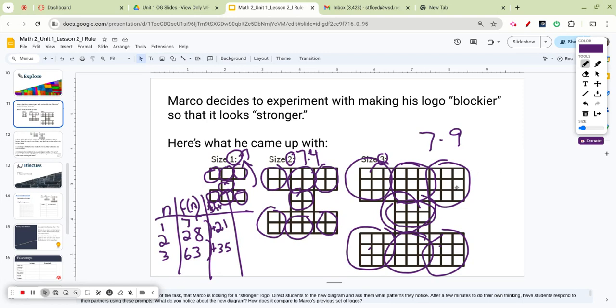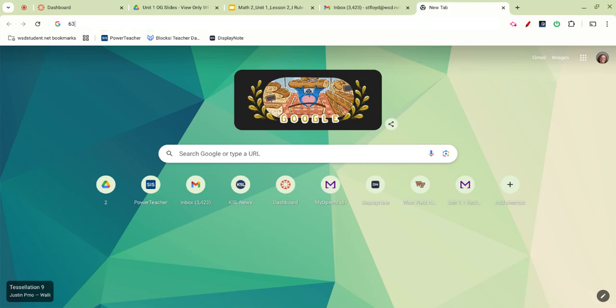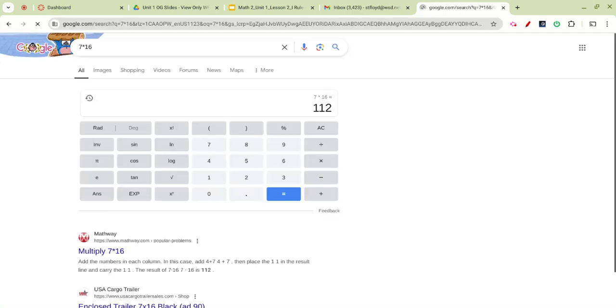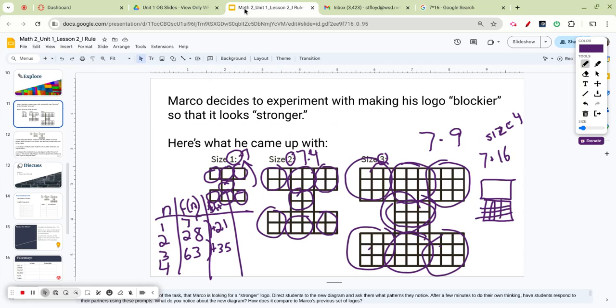If we draw the next block, it would be 4 by 4, like 16. 1, 2, 3, 4, 1, 2, 3, 4, and it would be 16s. So there would be 7 times 16. Yeah, this would be size 4. So size 4 would be 7 times 16. Let's do that really quick. 7 times 16 is equal to 112. So f of n is 112.